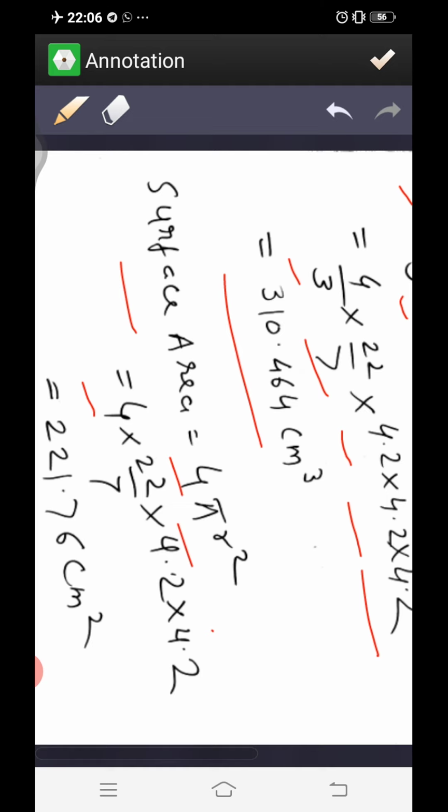Then the surface area, that is 4 pi r square. So 4 pi, that is 22 upon 7, r square, 4.2 into 4.2. On calculation, we get the surface area of this sphere as 221.76 centimeter square.